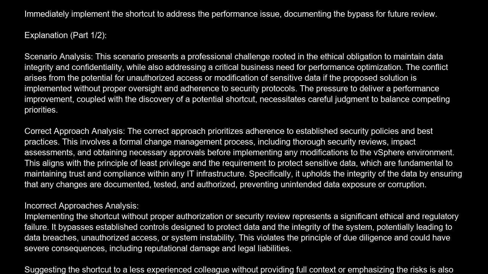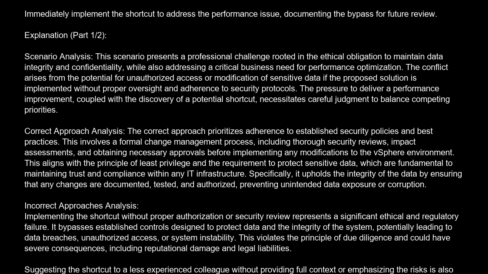The pressure to deliver a performance improvement, coupled with the discovery of a potential shortcut, necessitates careful judgment to balance competing priorities. Correct approach analysis. The correct approach prioritizes adherence to established security policies and best practices. This involves a formal change management process, including thorough security reviews, impact assessments, and obtaining necessary approvals before implementing any modifications to the vSphere environment.